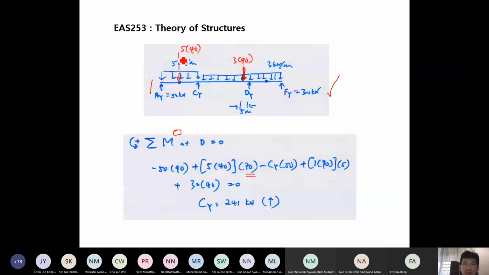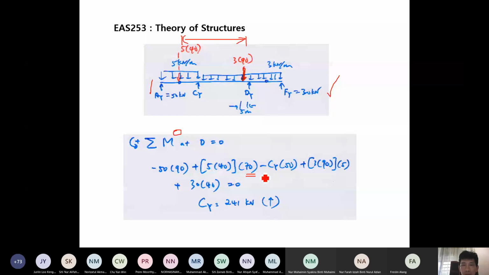So next, Cy is 50. Cy is the force that we want to find. So Cy is causing clockwise moment at D. So it becomes negative.